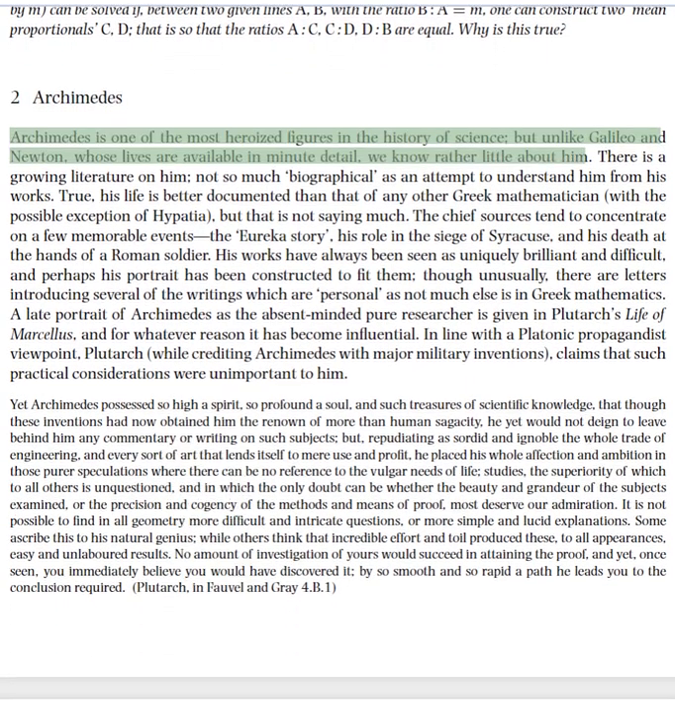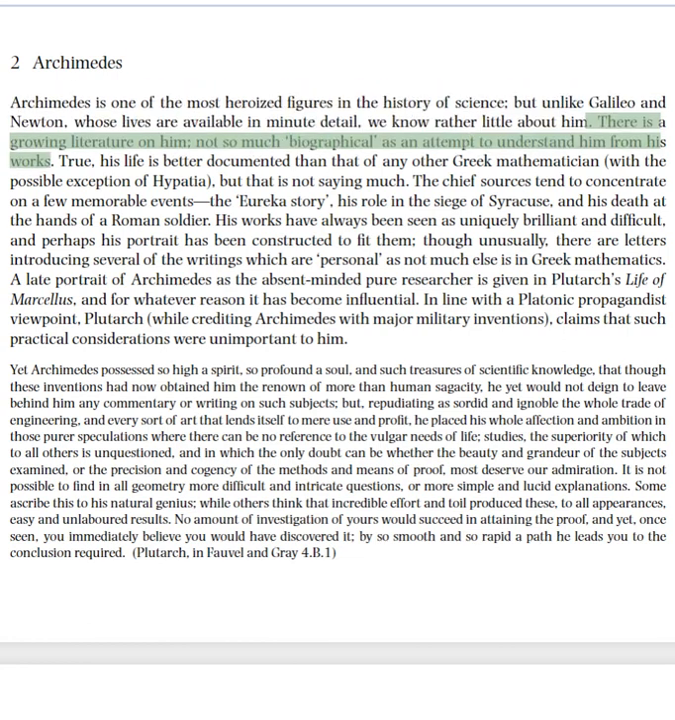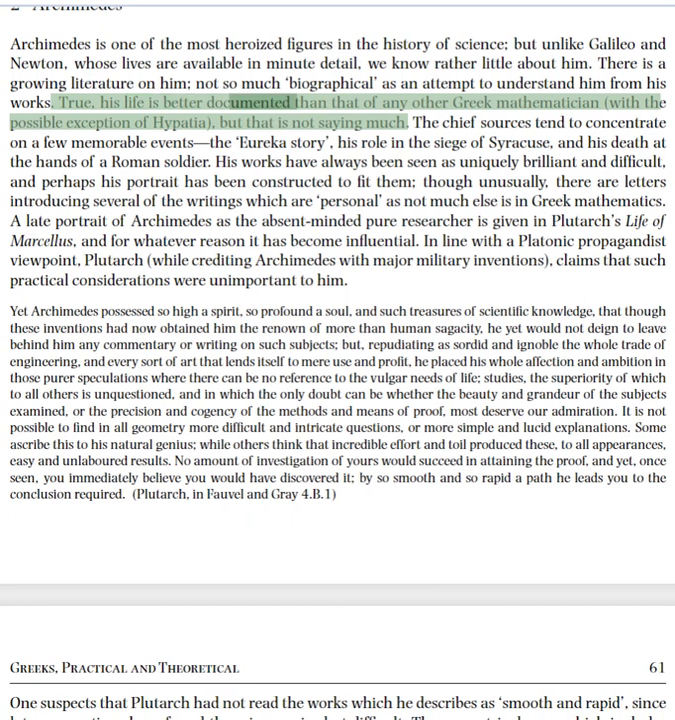2. Archimedes. Archimedes is one of the most heroized figures in the history of science, but unlike Galileo and Newton, whose lives are available in minute detail, we know rather little about him. There is a growing literature on him, not so much biographical as an attempt to understand him from his works. True, his life is better documented than that of any other Greek mathematician, but that is not saying much.